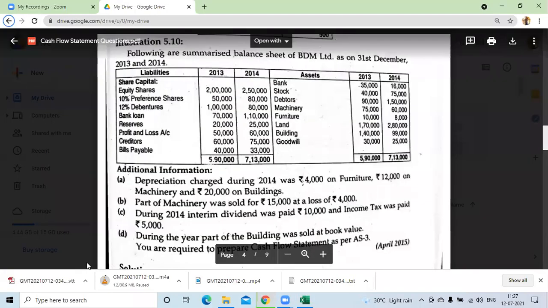Now, you will ask me, ma'am, whenever we sell, there is a profit or a loss, no? But how will we calculate profit or loss? My dear, you need to understand, in the fourth adjustment, they are clearly stating that part of building was sold at book value. Book value means it was sold for the same amount it was worth. Part of building was sold at book value, not at profit, not at loss.